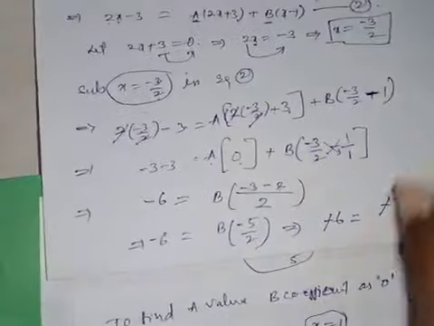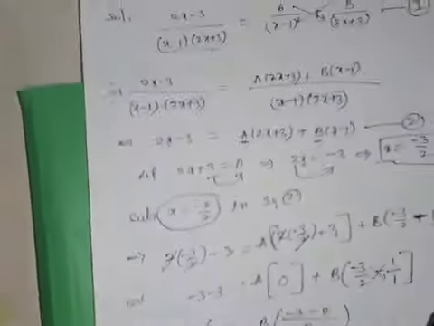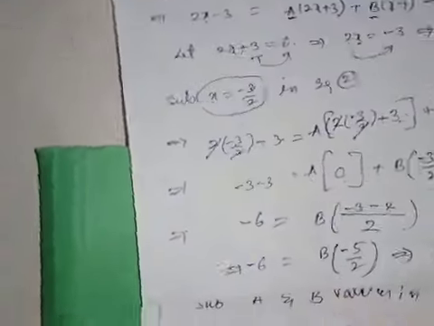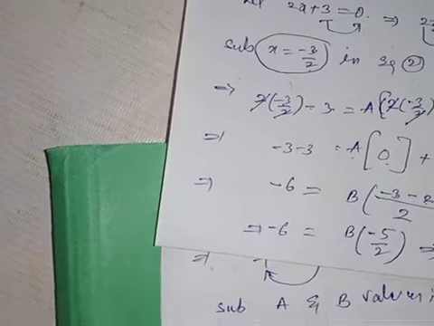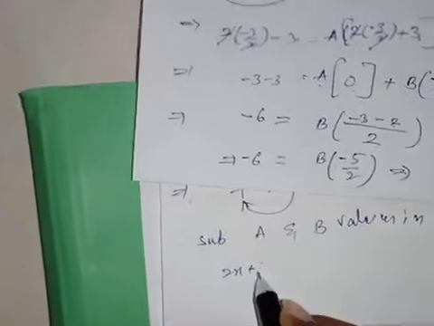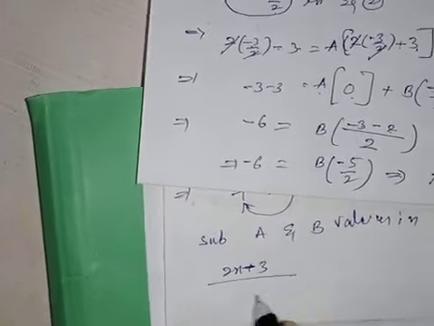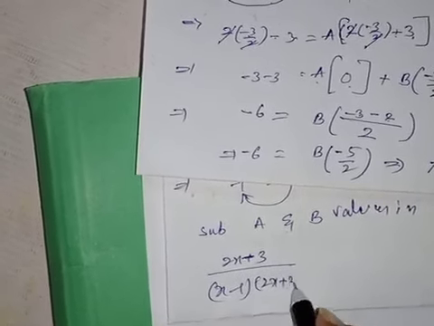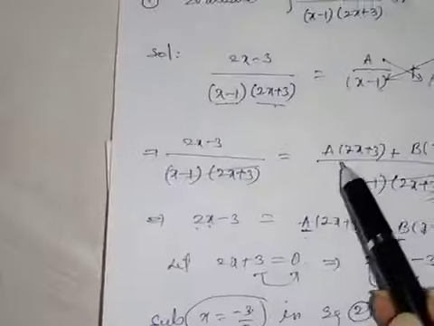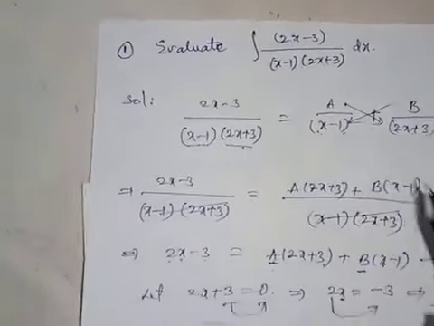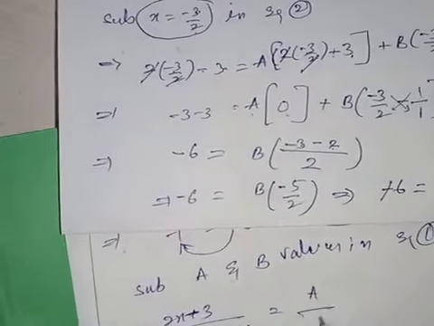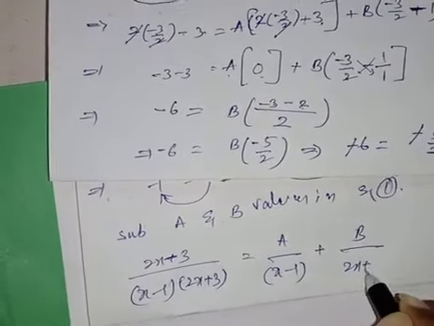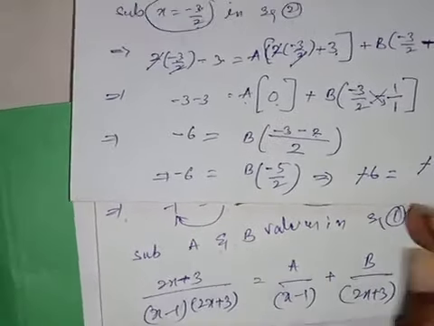So now what is equation number 1? This is equation number 1: 2x minus 3 upon x minus 1 into 2x plus 3, which is equal to a by x minus 1 plus b by 2x plus 3. This is equation number 1.